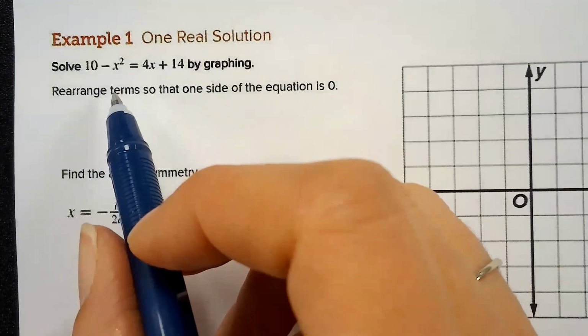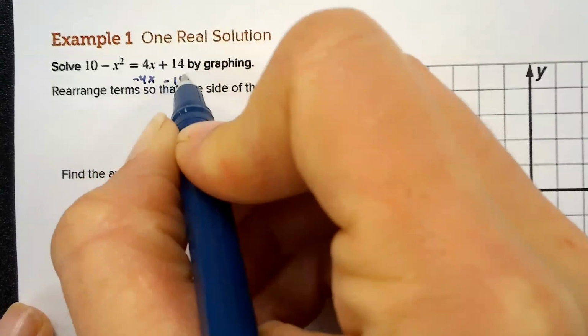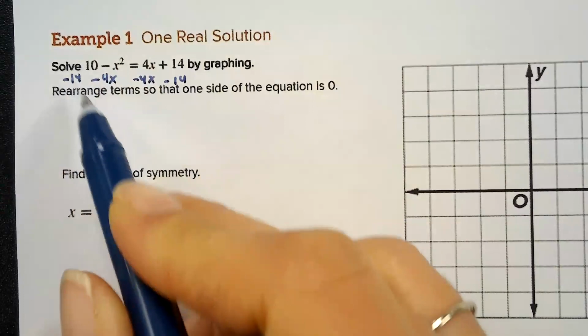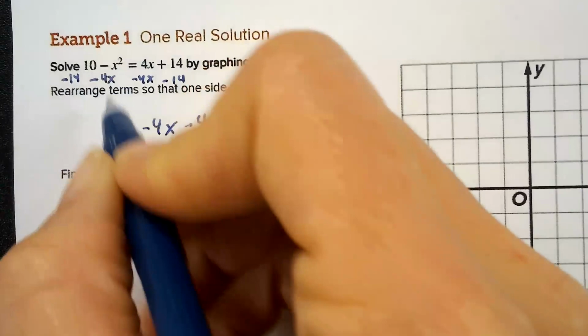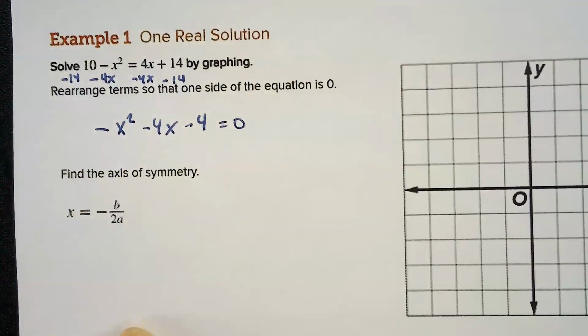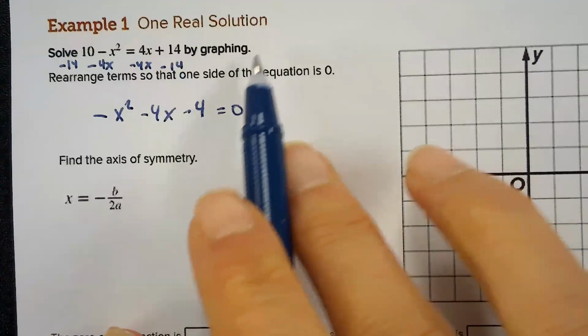Okay, so I'm going to subtract the 4x and the 14 over. Put my like terms together. So that means that 10 and the negative 14 are going to go together. That would be -4. The -4x doesn't have any like terms over here, so it's just hanging out. And then the -x² is out there up front. That equals 0.